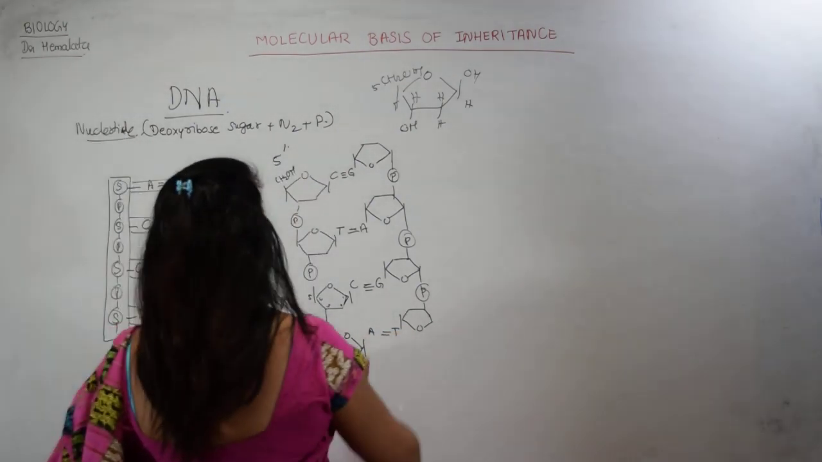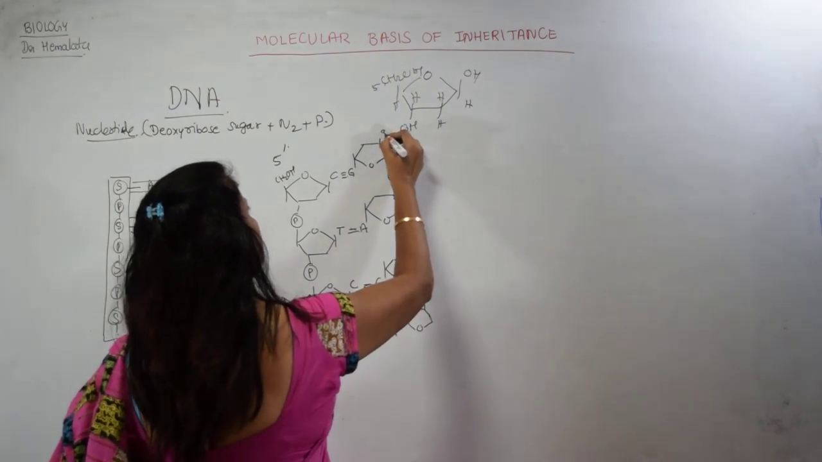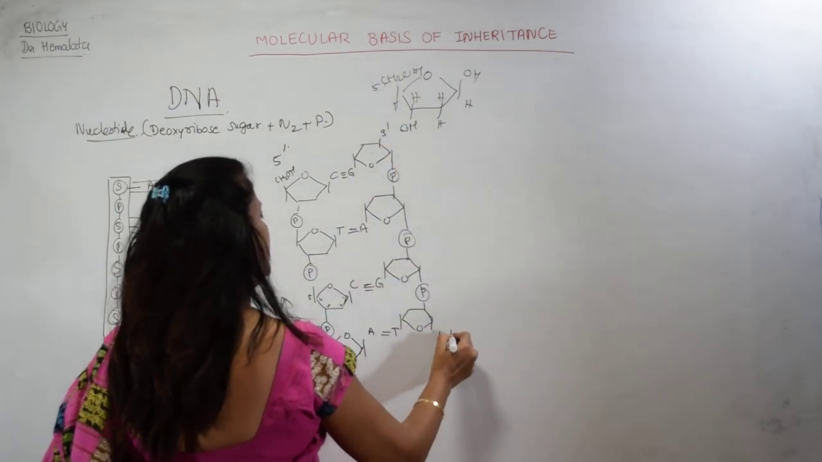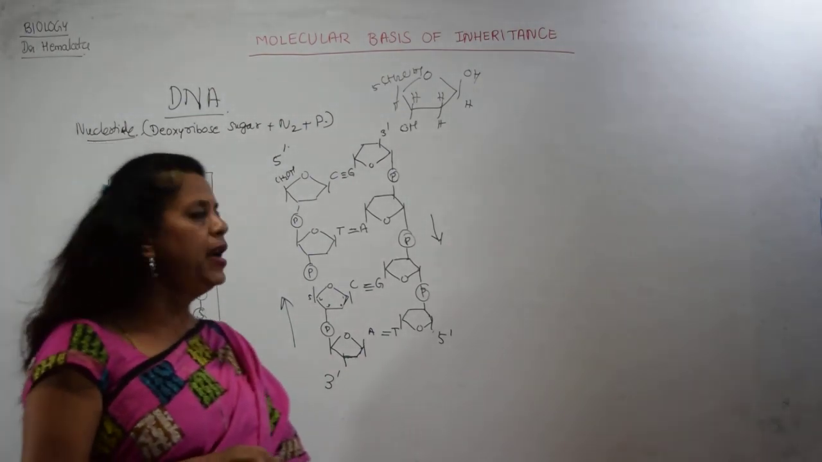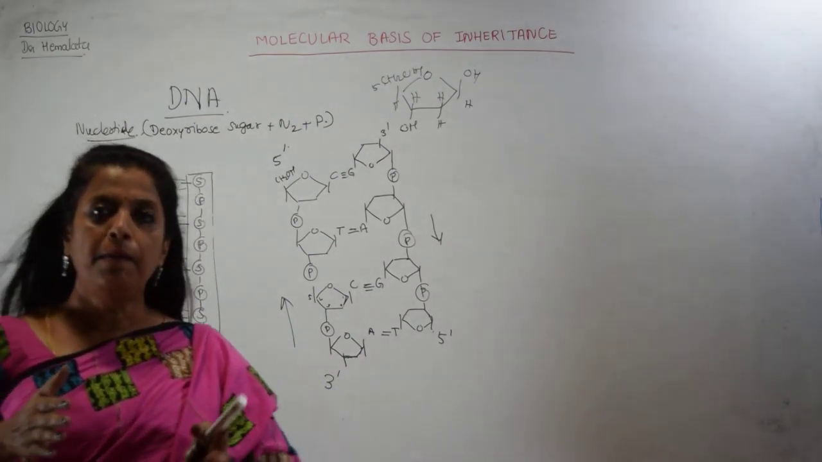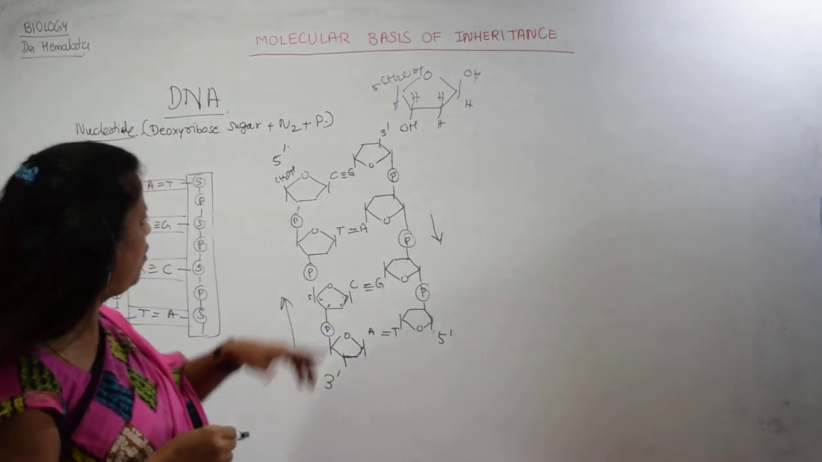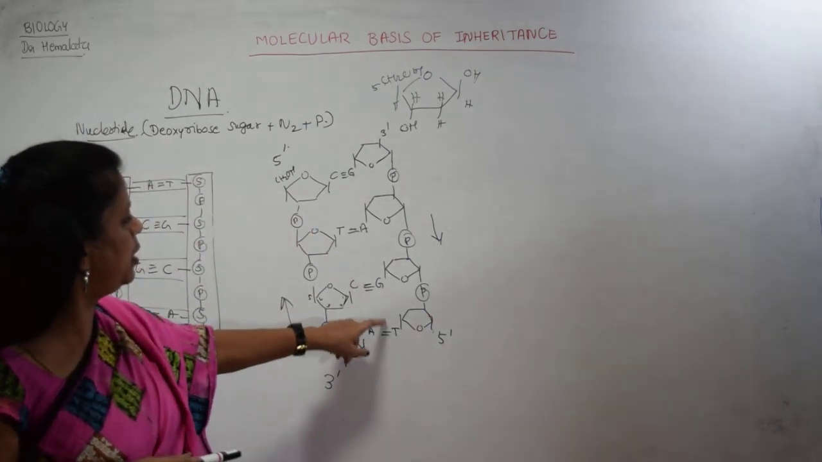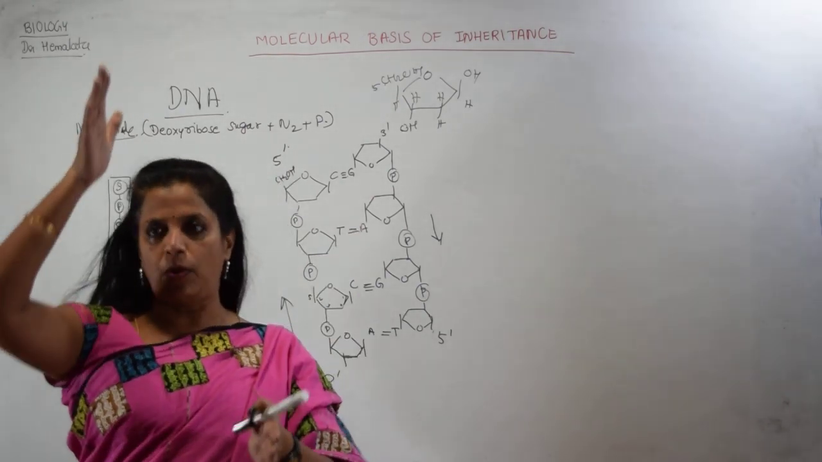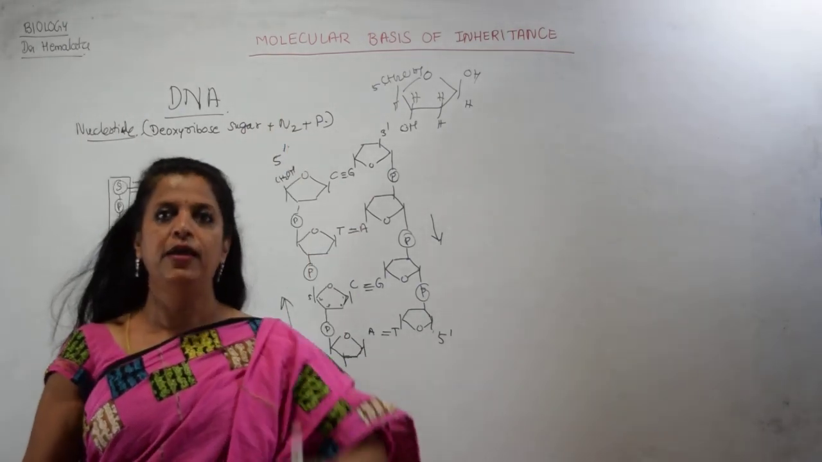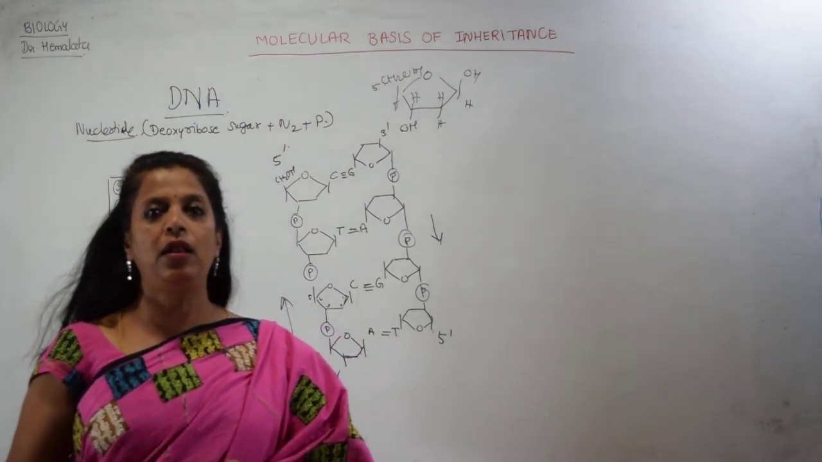One runs in 3' to 5'. This way, here it is 3', here it is 5'. It runs here in this way. So both the strands are running parallel to each other because they are forming bonds. Nitrogen bases are forming bonds. But one runs from bottom to the top, one is top to the bottom, like this they are running. It is called anti-parallel strands.